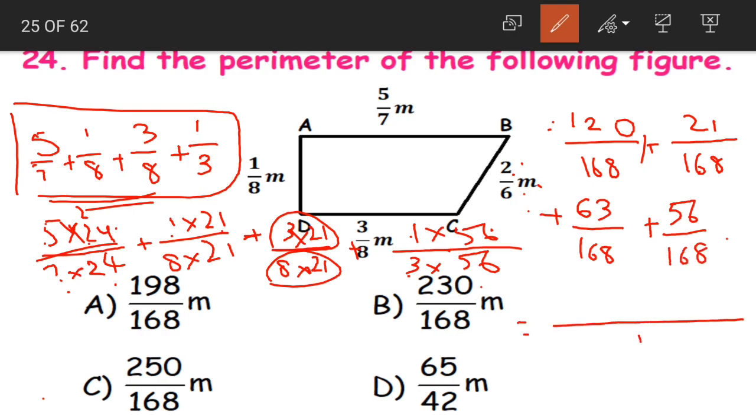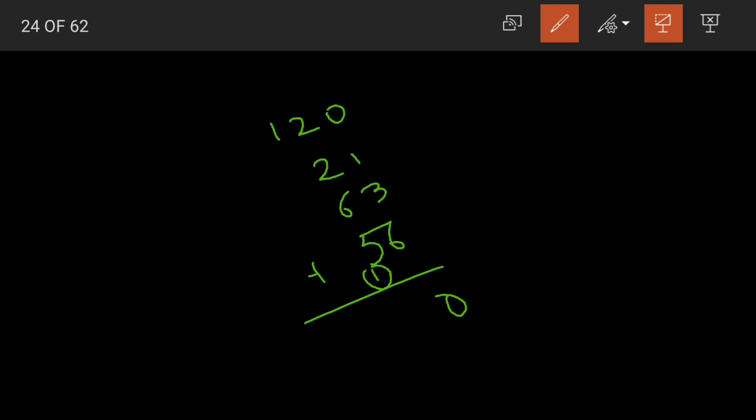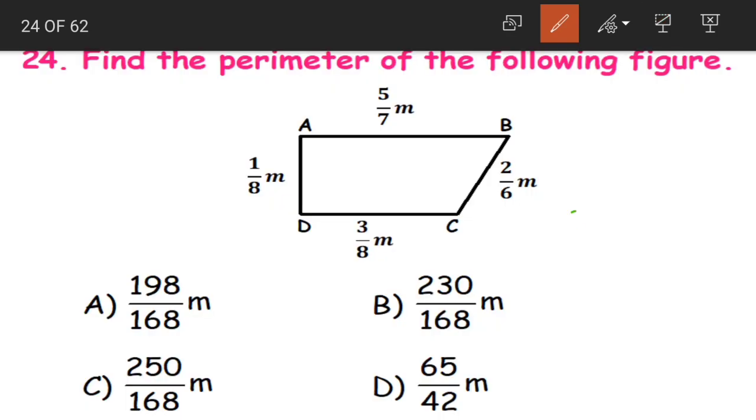Now we are having our 4 like fractions. We just need to add the numerators. 120 plus 21 plus 63 plus 56. 120, 21, 63 and 56. When we add all these together, we get 260. 260 will be our numerator and the denominator is 168.